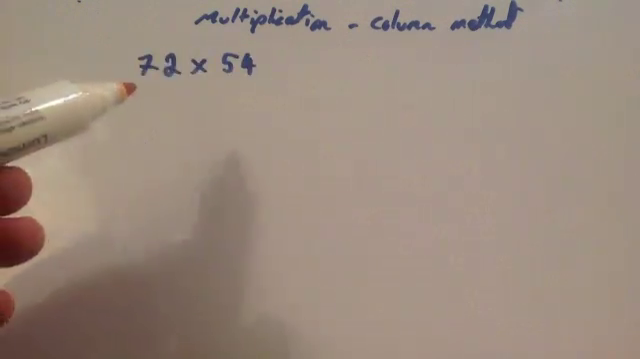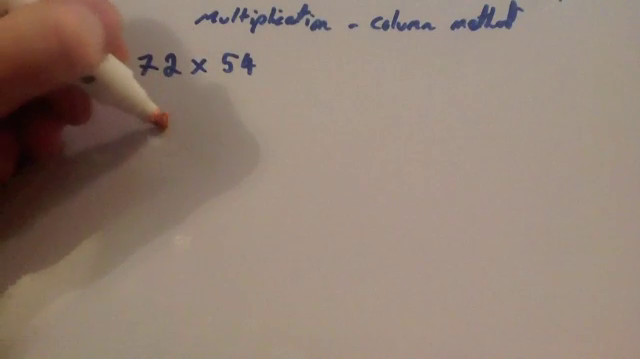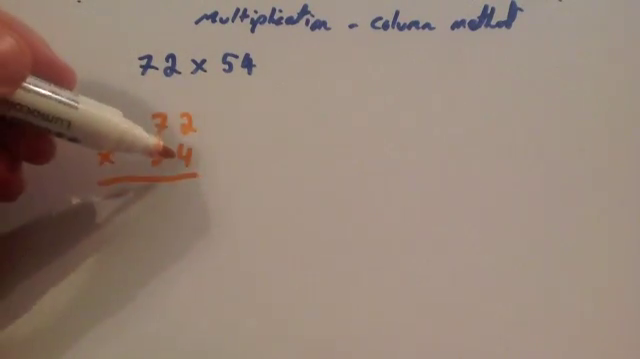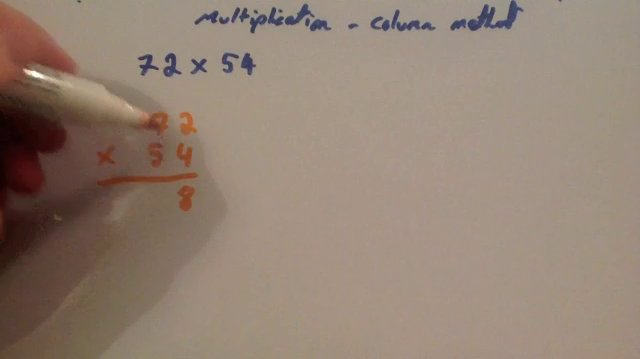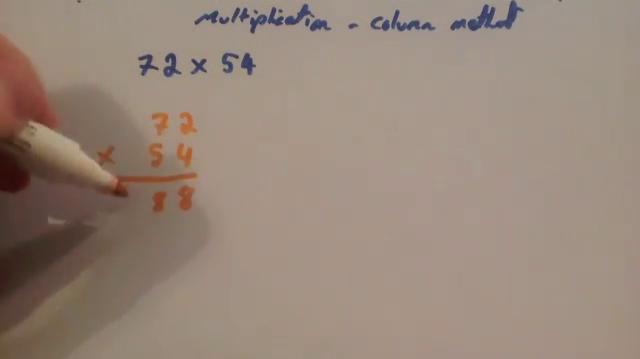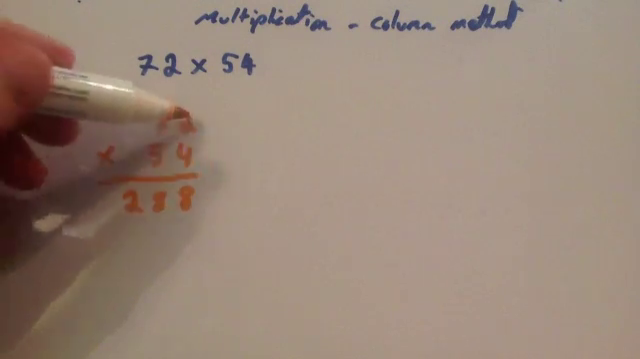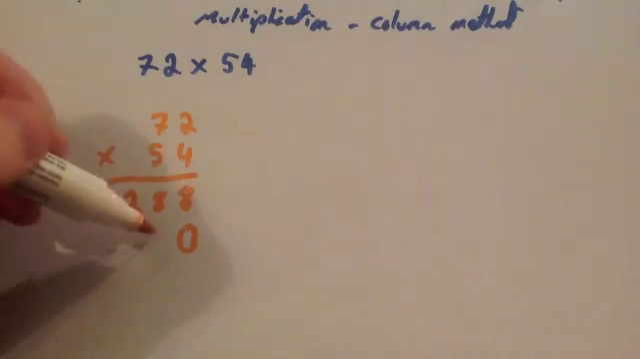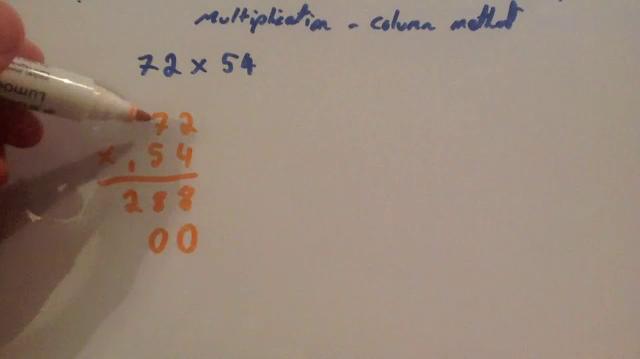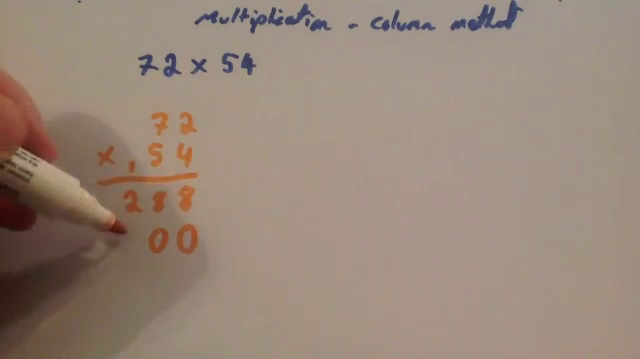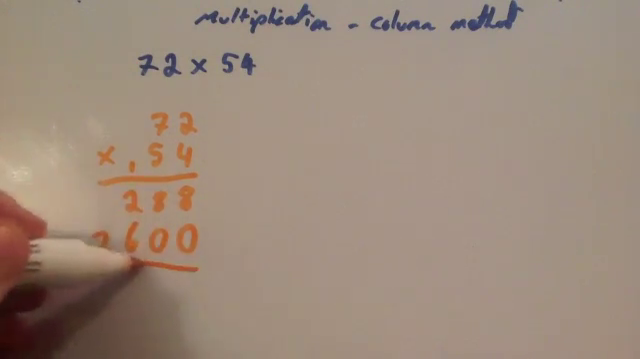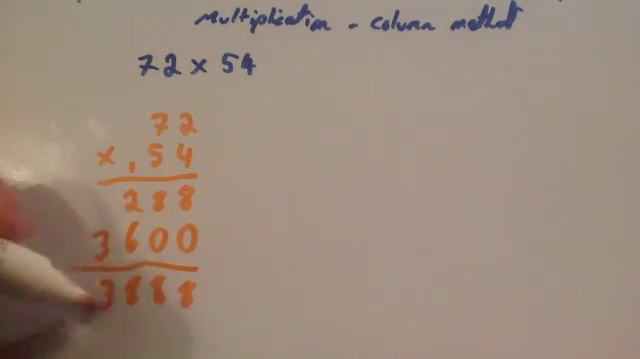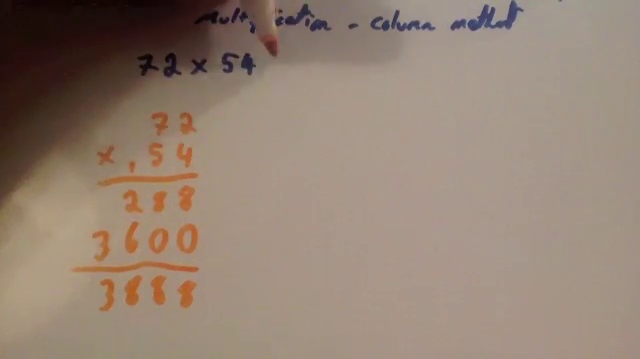Let's look at another example. Okay, this time we're going to do 72 multiplied by 54. So put down your 72 and your 54, and we're going to multiply them. So 4 times 2 is 8, 4 times 7 is 28, so put the 8 down, I'll put the 28 down. Now we're going to do 72 multiplied by 50. So again, put the 0 down first of all. 5 times 2 is 10. So put the 0 down, carry the 1. 5 times 7 is 35, plus 1 is 36. So you put down 36. And then you just need to add these together. So you get 8, 8, 8, and 3. So the answer is 3,888.